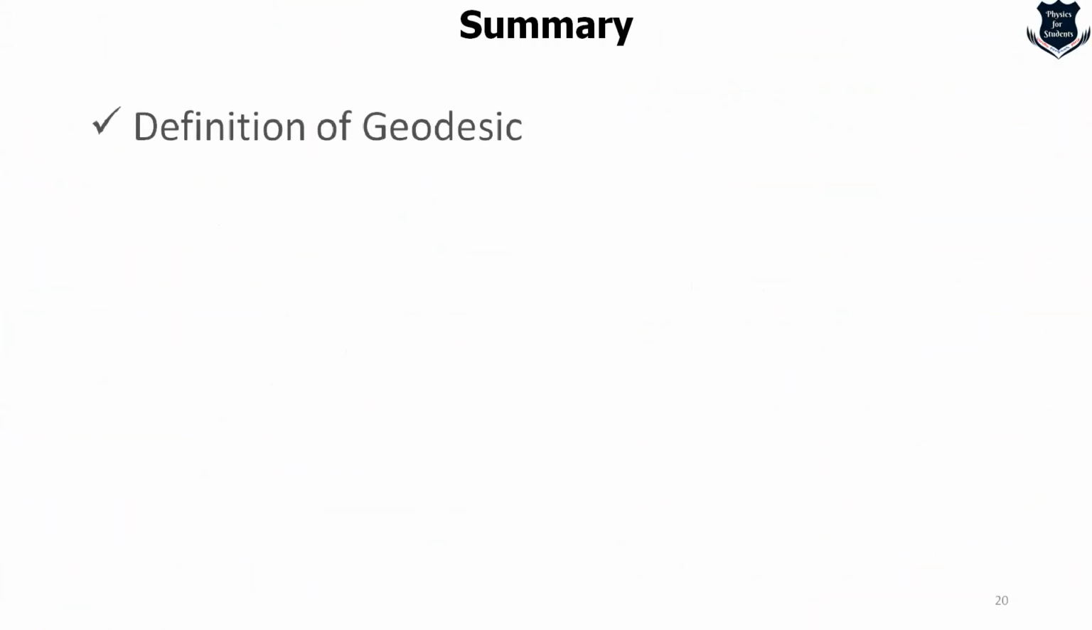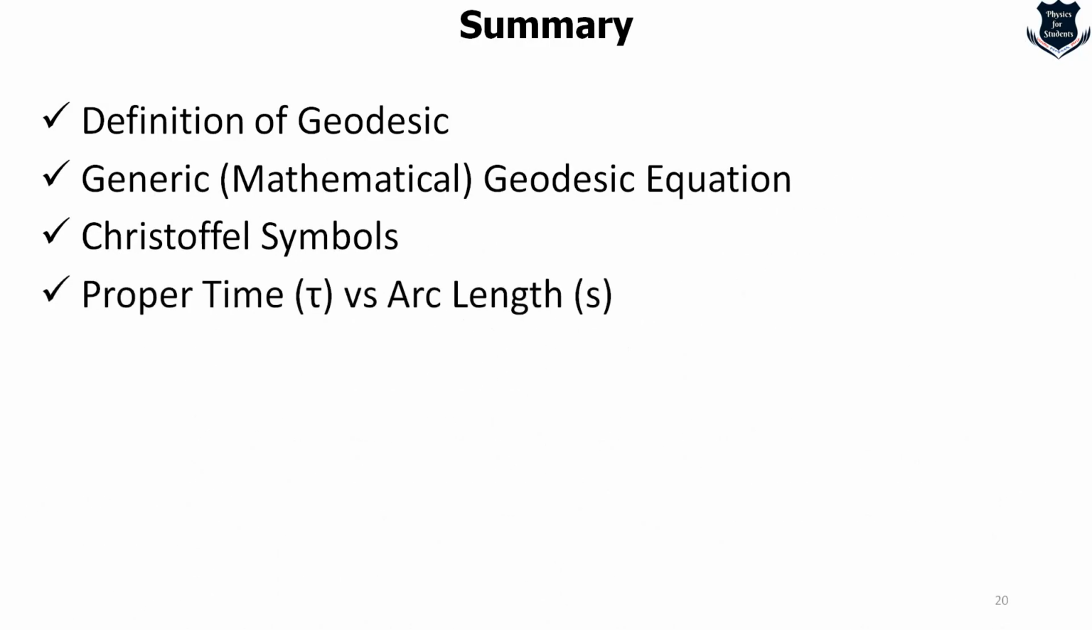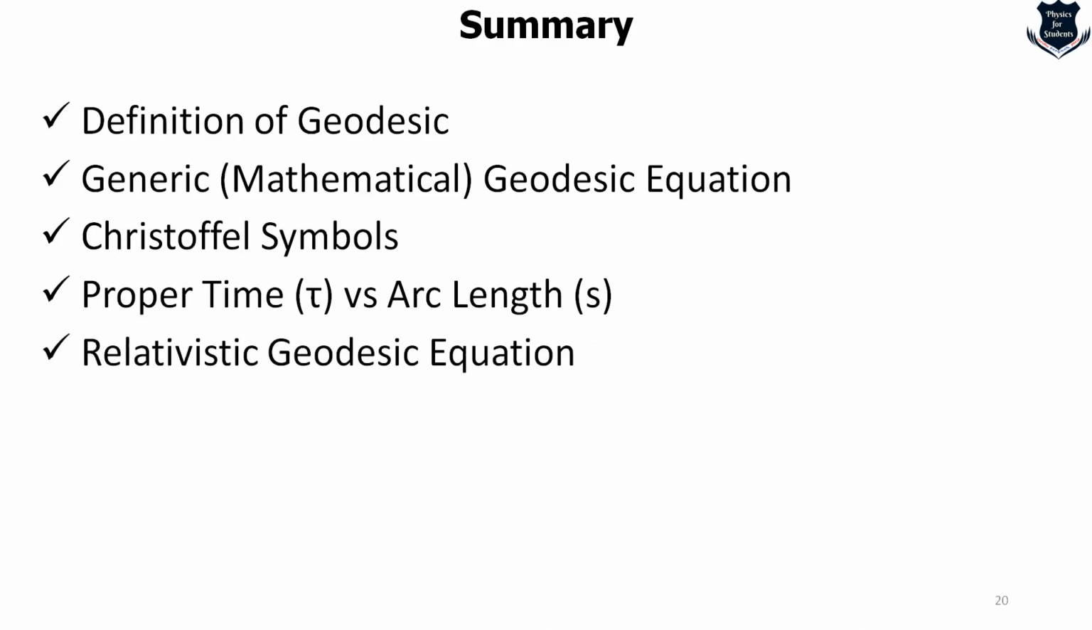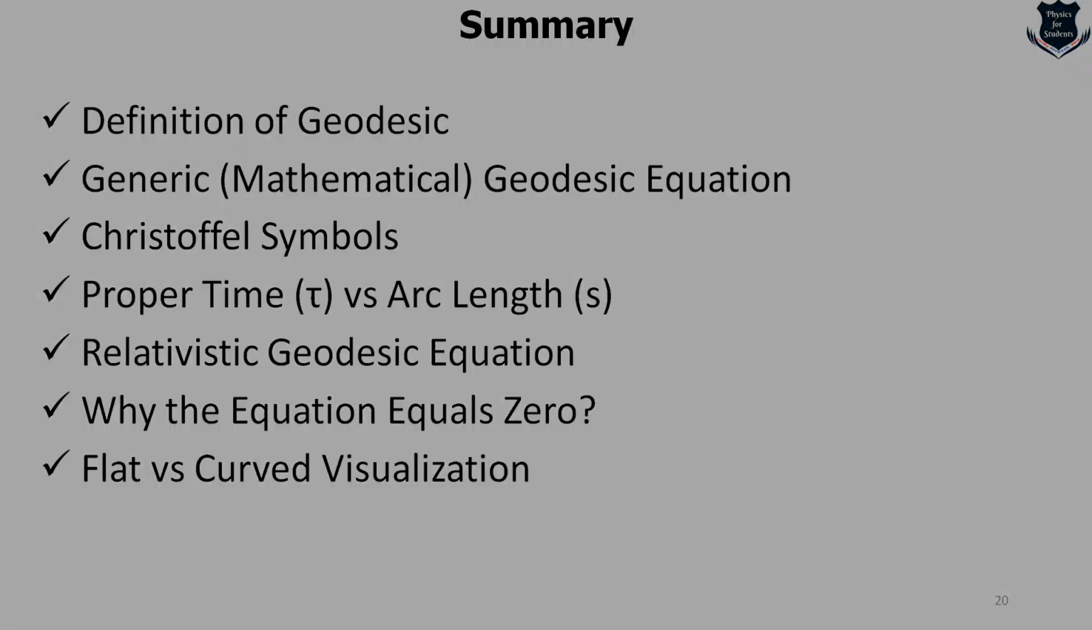So here is a quick time to summarize what we learned today. We learned the definition of a geodesic, the general mathematical equation, Christoffel symbols which we have seen in this and the other video, how the arc length and the proper time replace each other, the relativistic geodesic equation, and why the equation is set to 0. This is important: the principle of equivalence, and that there is no force, and the flat versus curved visualization in the case of parallel transport. So that's all for today's video.